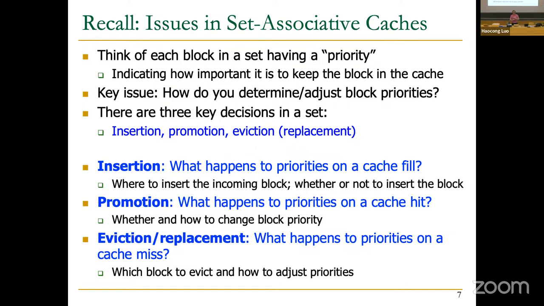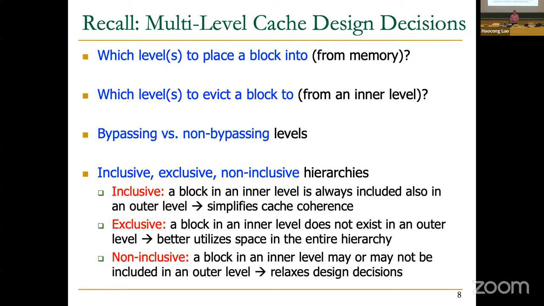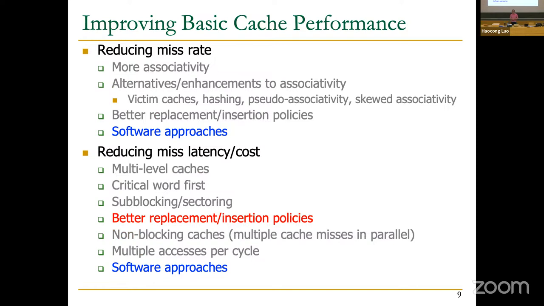Okay, and then there's also design decisions that you make across the cache hierarchy in multi-level caches, right? So we've discussed these as well. We couldn't cover all of the design decisions, of course, but you can imagine there are many other design decisions that you need to make. So we also were covering different options for improving basic cache performance. There's a lot to cover here. We actually talked about a bunch of these over here. And we were talking about software approaches. We finished the software approaches.